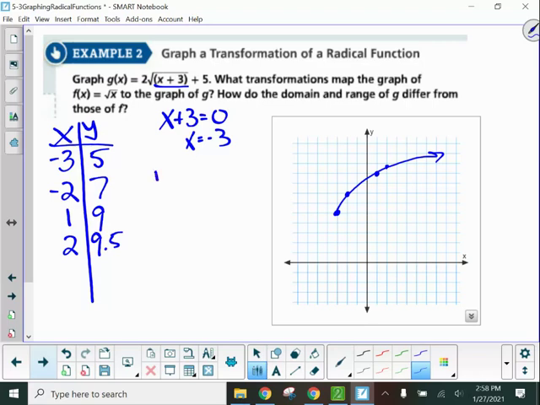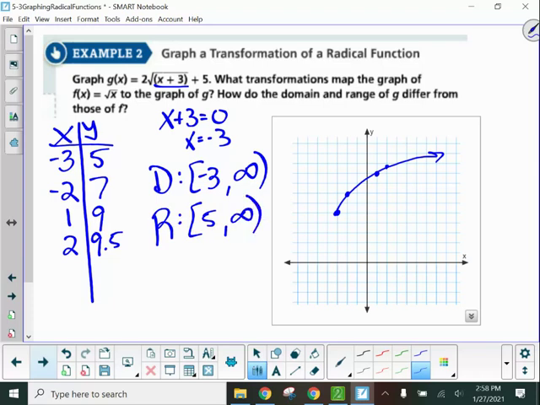So your domain is going to be negative 3 to infinity. Your range is 5 to infinity because this is increasing. If your arrow was pointing downward, it would be negative infinity to 5. So it says, how do the domain and range of G differ from those of F? Well, F is 0 to infinity, so this graph has moved to the left 3 and up 5 from the parent function, and it's 2 times as steep.